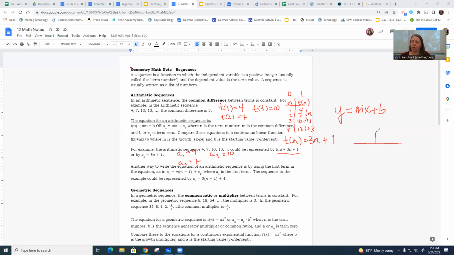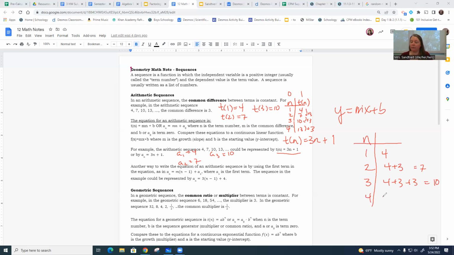If we look back to our table and look at this a little bit differently, think of this as repeated addition. I have 4, and then I'm going to add 3 to get to my next term. So it's 4 plus 3, and that's where the 7 comes from. Then to get my third term, I'm going to take this 4 plus 3, and then add another 3, and that's where the 10 comes from.